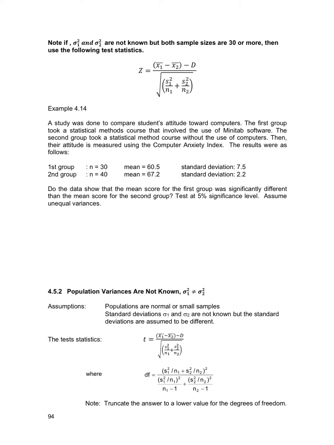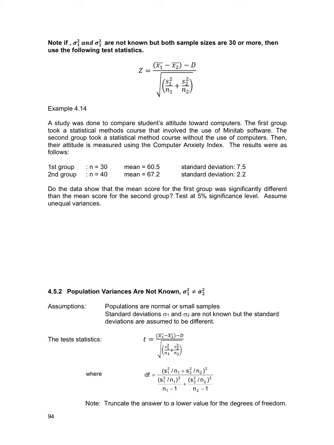But we need to find the value of the degree of freedom. If you still remember the formula from the estimation topic, the formula for the degree of freedom is (S1 square over N1 plus S2 square over N2) square, over S1 square over N1 square divided by N1 minus 1, plus S2 square over N2 square divided by N2 minus 1. But you need to truncate the degree of freedom value to the lower value.